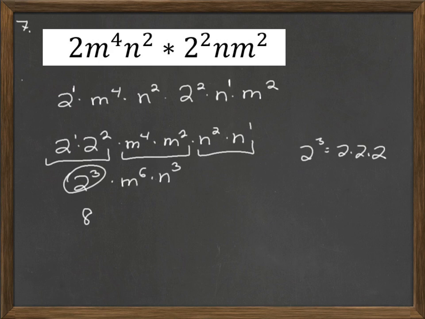Sometimes people think it's 6, right? But that would be 2 times 3. It's not 2 times 3, it's 2 to the 3rd power. So 2 times itself 3 times, right? 2 times 2 times 2 is 8. Okay, so be careful with exponents. Don't confuse it with multiplication. I see it all the time, so just watch that. So our final answer is 8m to the 6th n cubed.